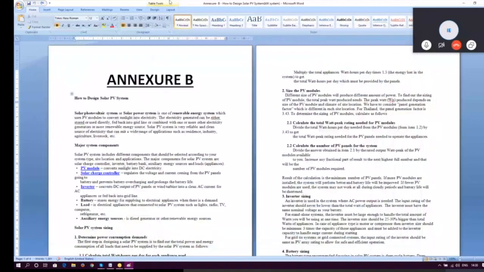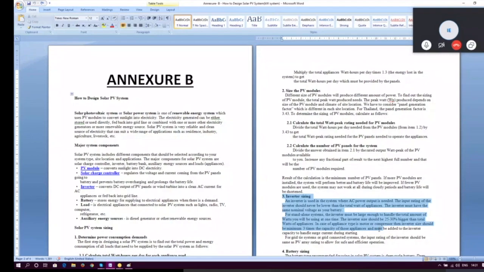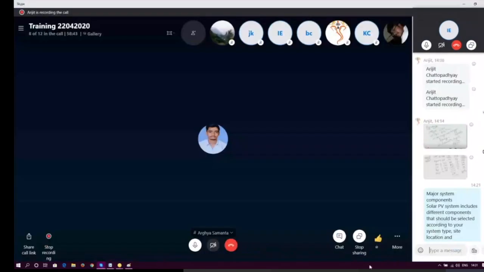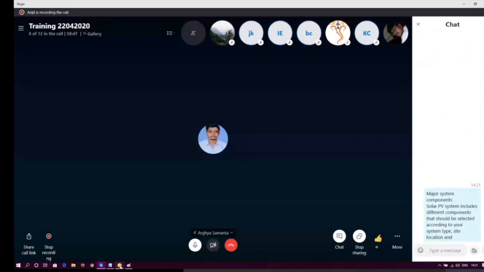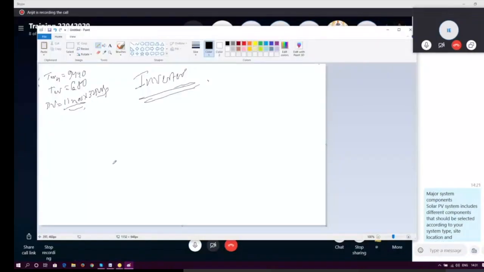As we have already told, the inverter sizing doesn't depend on the total watt hours consumed. It depends on the total wattage, or the total connected load, of a particular off-grid system. So this has no concern with the total watt hour. From here we can see the total wattage connected is 680 watt.